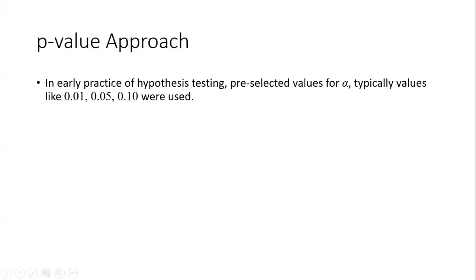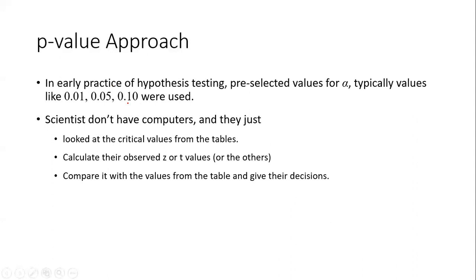Hello everyone. In this video, we will talk about the p-value in hypothesis testing. So what we did so far is, for any typical alpha value like 0.01, 0.005 or 0.10, we just conduct our hypothesis test.